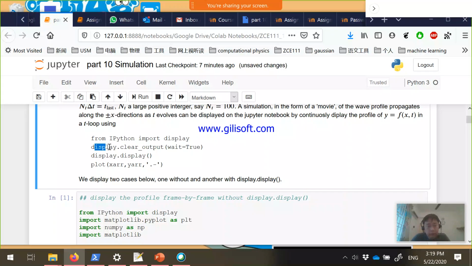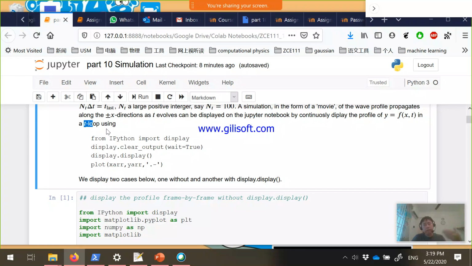So you need these two important steps. Then after you clear the display on the screen and wait, you have to prepare a screen for display. Then you do the plot, but the plotting has to be done repeatedly in a loop. So you have to put up a loop that changes in time.